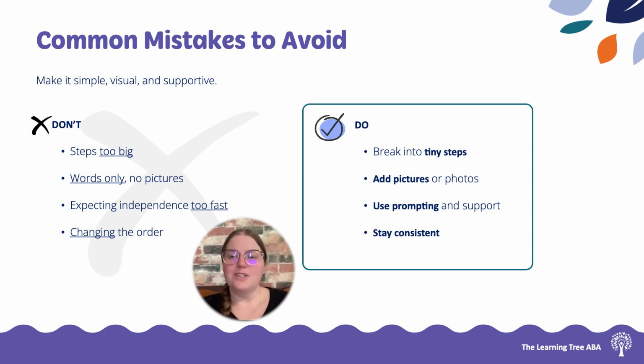Another thing we do not want to do is change the order. Once we write this down, we want to stick to the steps exactly. We're putting our right arm in first and then the left arm. This is going to chain the routine and keep it from being confusing and setting our expectations appropriately.